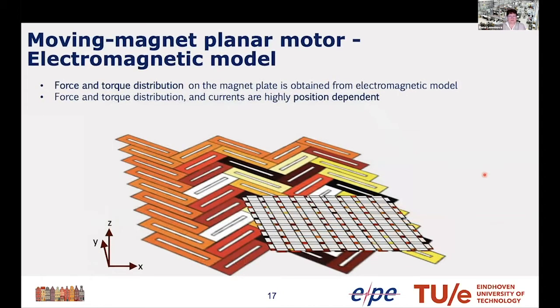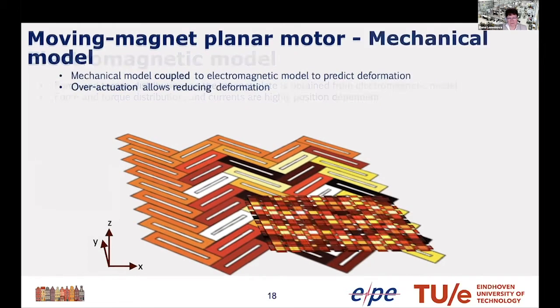If we are looking at the movement of the permanent magnet array above the coil, so it's an inverted structure, we have to predict and see the behavior, not only electromagnetic, but also thermal, mechanical, and commutation of the coils, which will be responsible for very irregular shapes of the forms of the current. So force and torque distribution on the magnet planes is obtained from the electromagnetic model, and force and torque distribution and currents are highly position dependent.